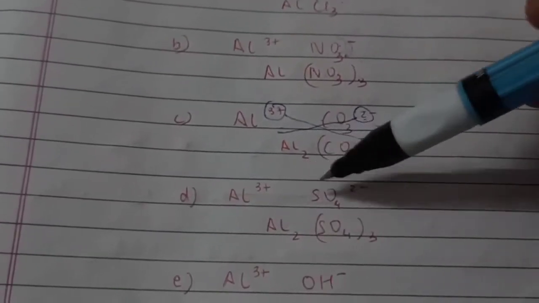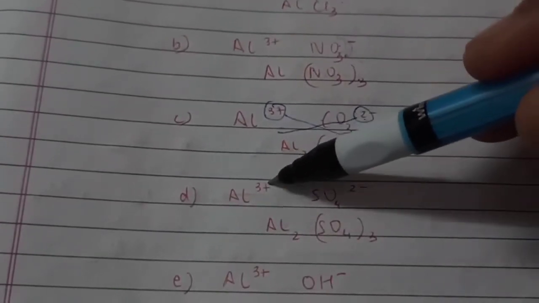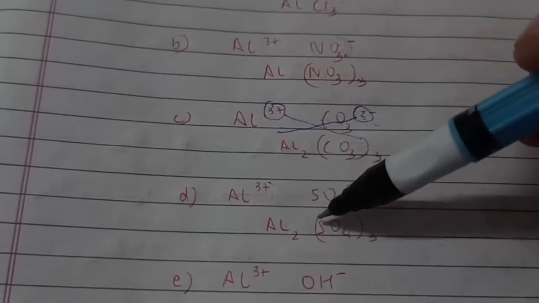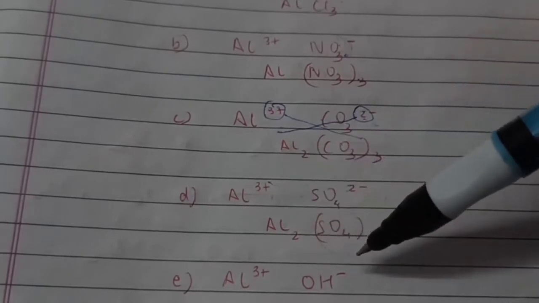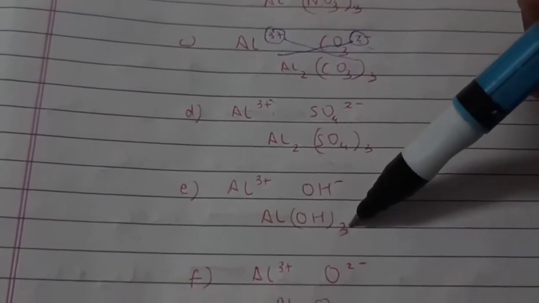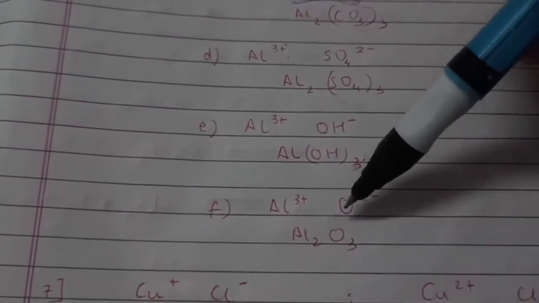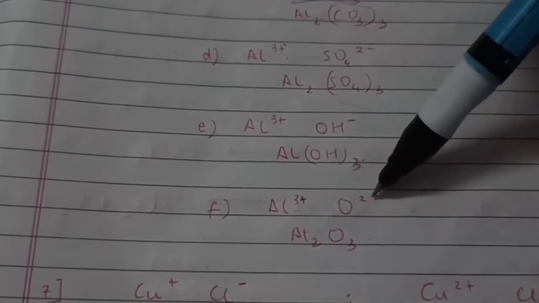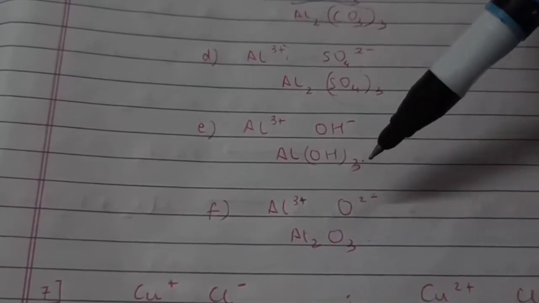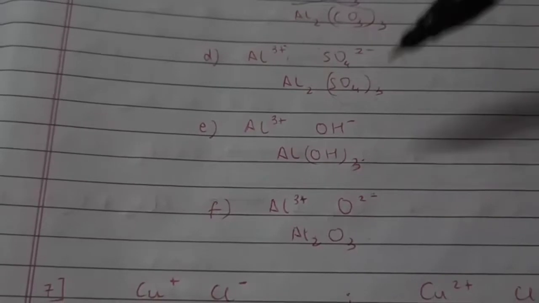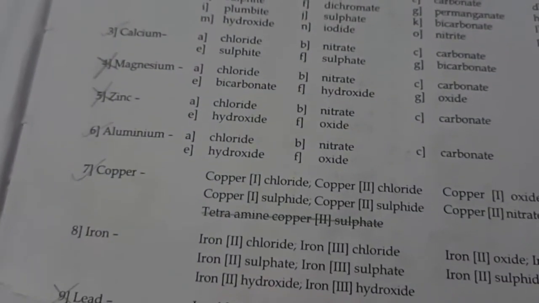Next, aluminium sulfate. Well, 3 goes down here and 2 goes down here, and don't forget the brackets. And aluminium hydroxide is AlOH thrice. Aluminium oxide is Al2O3. No brackets required here. And we don't write the signs, plus and minus signs, in the final answer, of course. Now in the 7th answer, the variable valencies are given in brackets.